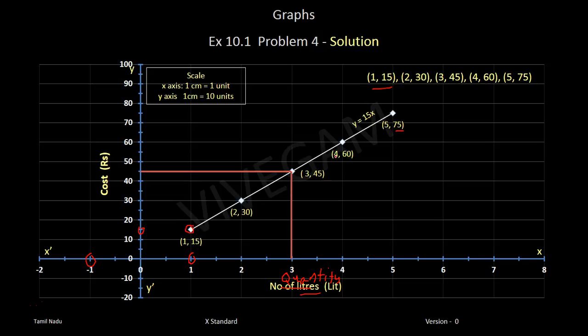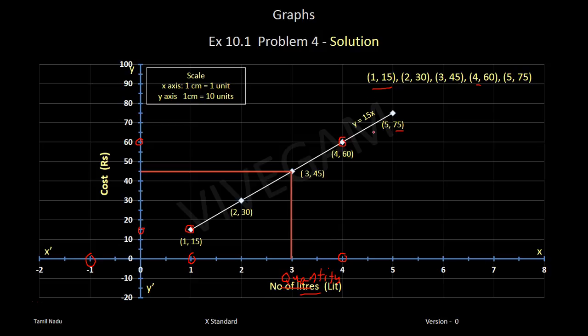Let's take another point, 4, 60, right? X is equal to 4. So this is 4. Y is equal to 60. So 60, here we go. So come horizontal from 60, and go up from 4 vertically. They will intersect at one point, that is 4, 60.